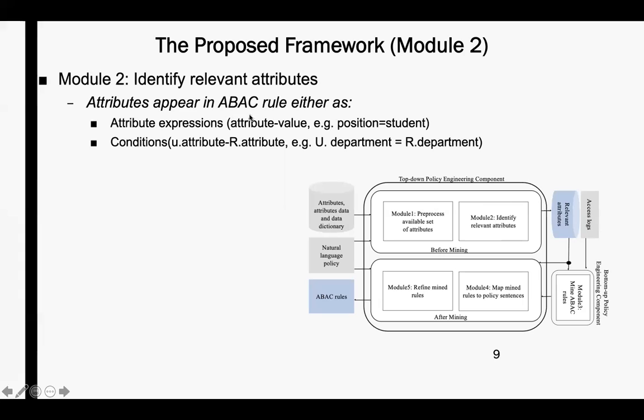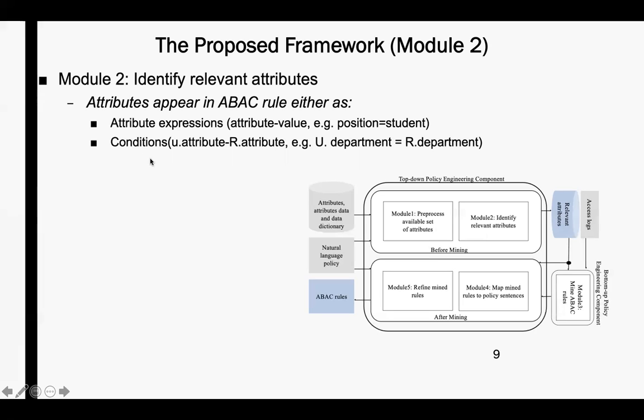Now, if we look back to the definition of ABAC rule, we can tell that the ABAC rule consists of attribute expression, which is a relation between an attribute and its value, and condition expression, which is a relation between two attributes. In order to identify the attributes that belong to the first group, which is attribute expression, we analyze the organizational policy provided as an input, chunk each sentence and examine its similarity to the attribute values produced by the first module. If the pair is similar, then we consider the attribute as a relevant attribute.